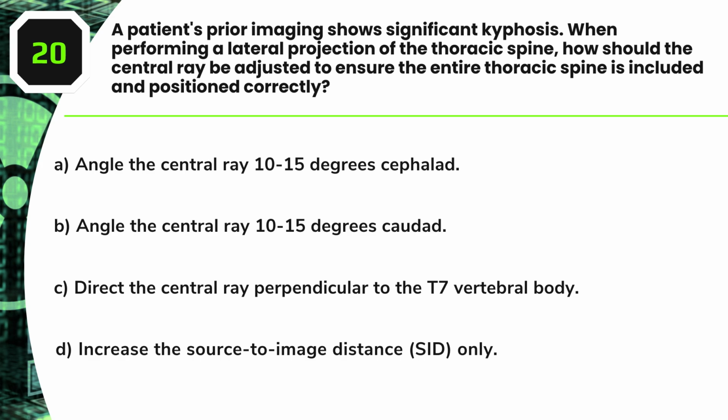Question 20. A patient's prior imaging shows significant kyphosis. When performing a lateral projection of the thoracic spine, how should the central ray be adjusted to ensure the entire thoracic spine is included and positioned correctly? A. Angle the central ray 10 to 15 degrees cephalad. B. Angle the central ray 10 to 15 degrees caudad. C. Direct the central ray perpendicular to the T7 vertebral body. D. Increase the source to image distance, SID only.